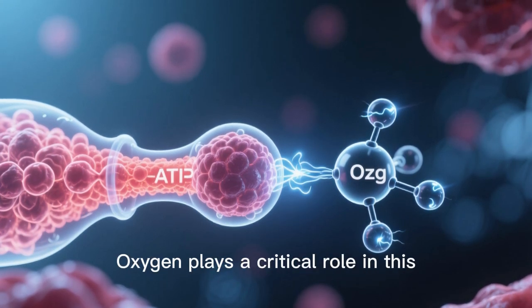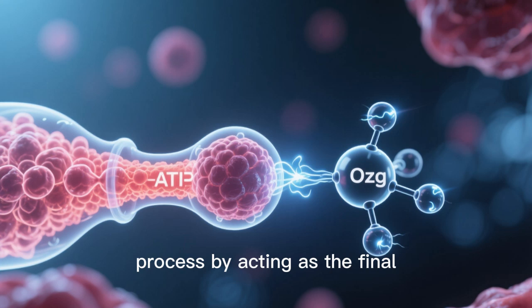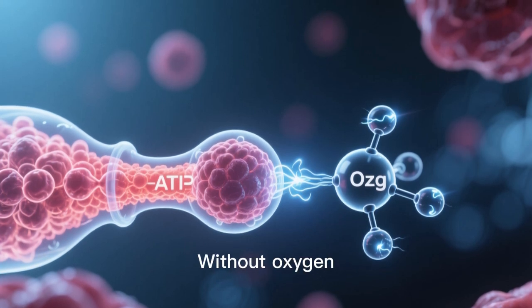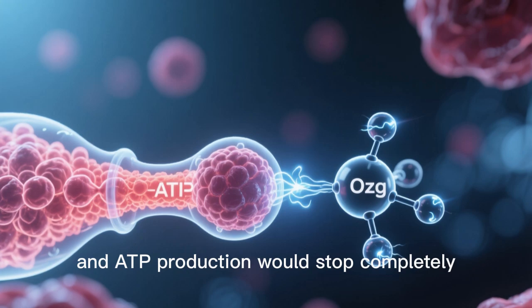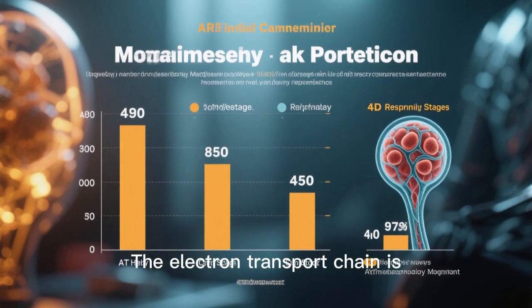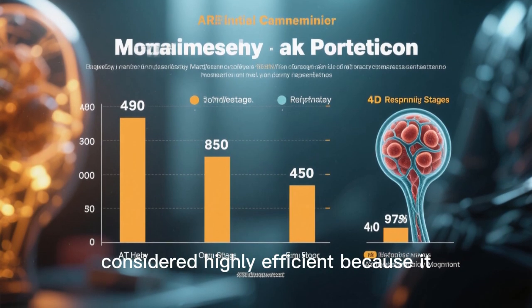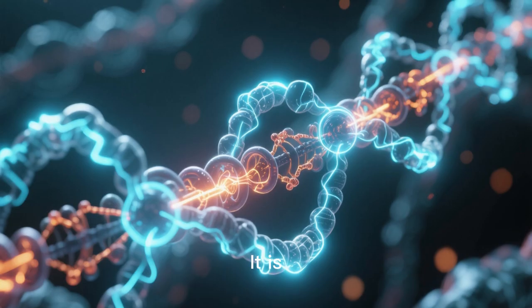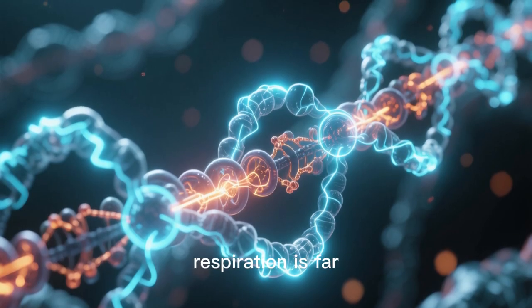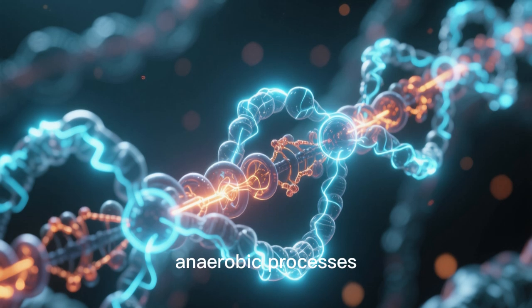Oxygen plays a critical role in this process by acting as the final electron acceptor. Without oxygen, electrons would back up in the chain and ATP production would stop completely. The electron transport chain is considered highly efficient because it produces the largest amount of ATP compared to other stages of respiration. It is also a key reason why aerobic respiration is far more effective than anaerobic processes.